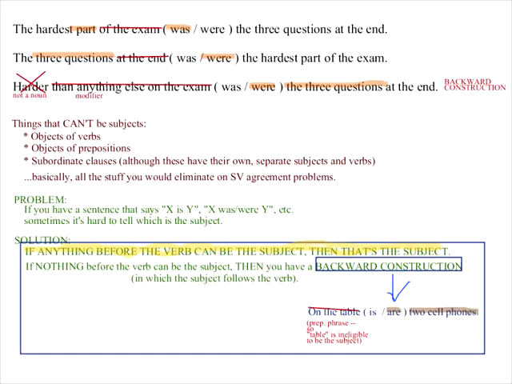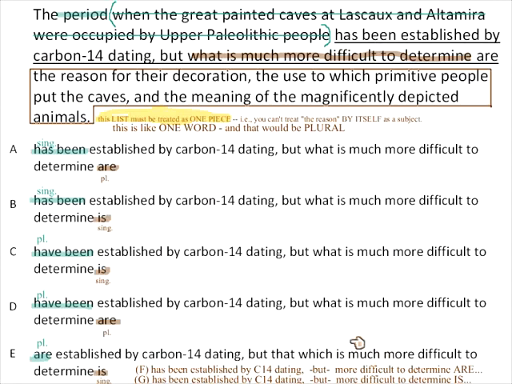Because this is kind of like "on the table are two cell phones." Okay, "on the table" is not a subject, there's nothing in here that can be a subject, because there are no nouns. I mean, this "more difficult to determine" doesn't even contain any nouns. So this is forced to be a backward construction. And as we just got done saying, this is a list, so it is forced to be plural. Like it is impossible to treat this as singular.